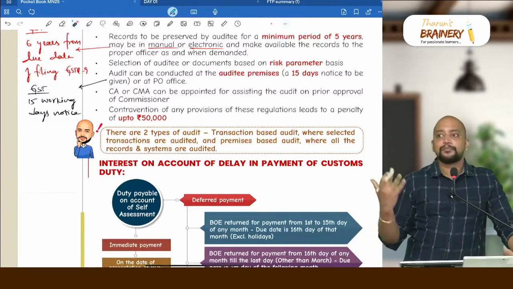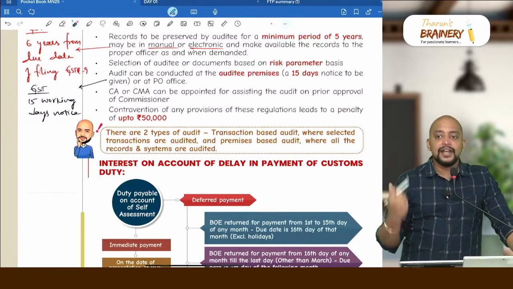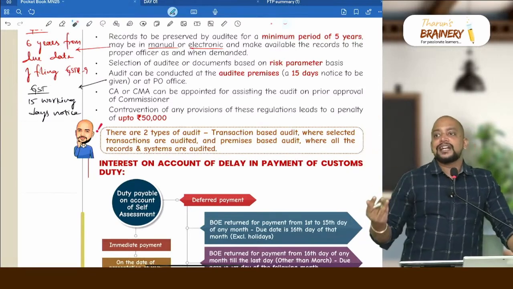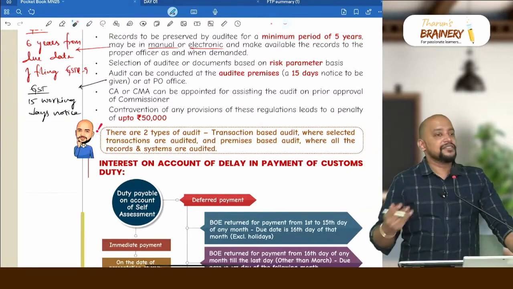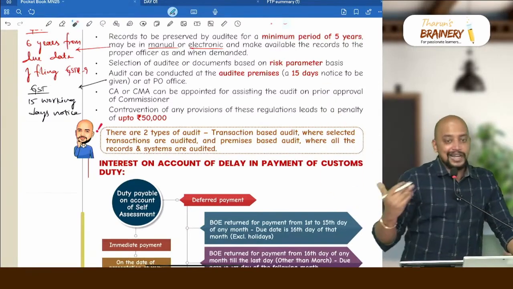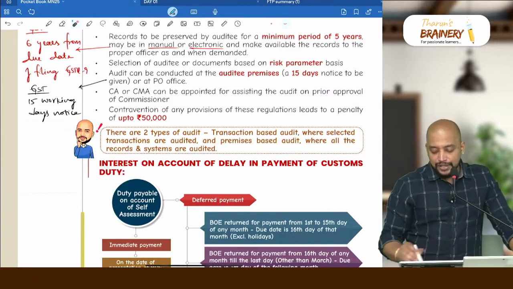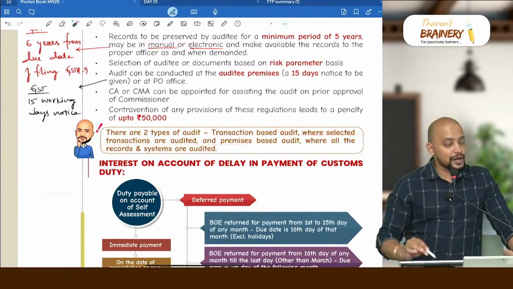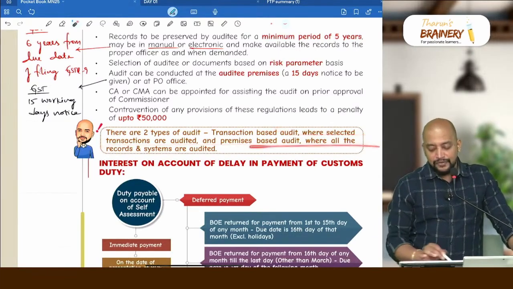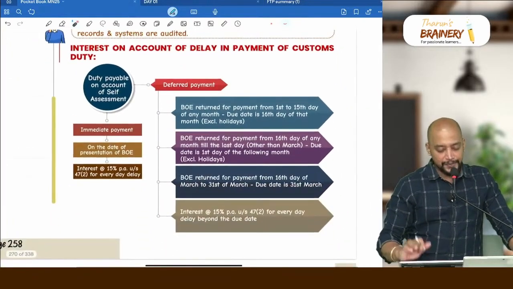This is like what? Sampling in audit. So we will take a sampling and we will do audit in depth and identify if there are any contraventions, then we will do audit of everything. Got it? Like that. First they will take transaction based audit where selected transactions are audited, and premises based audit where all the records and systems will be audited.